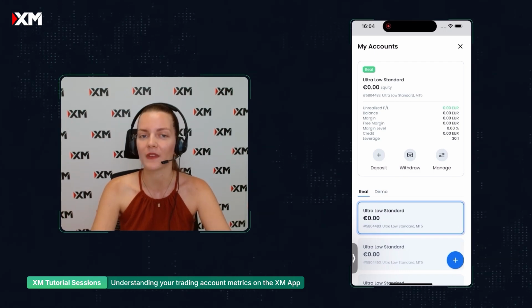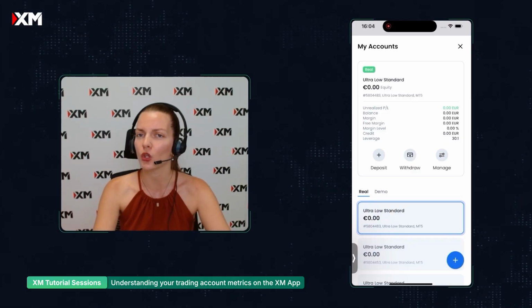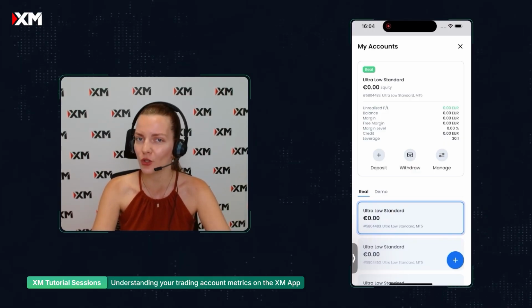Free margin. Free margin is the money that's available in your account. You can use it to open new trades or to help cover losses on your existing ones.